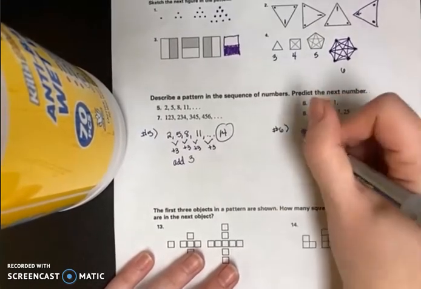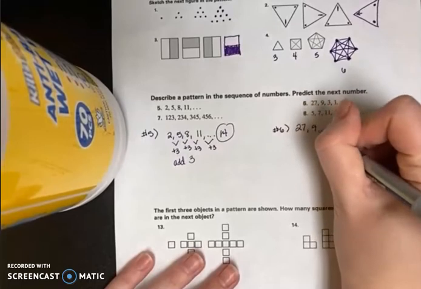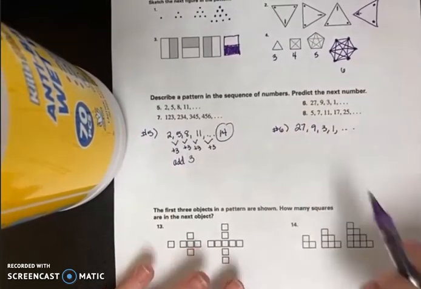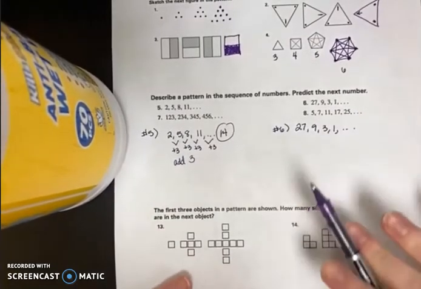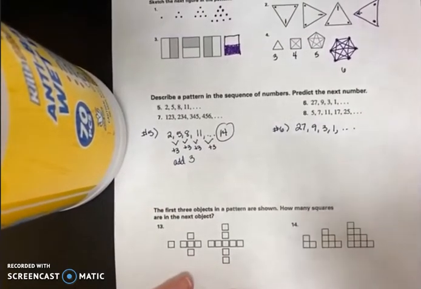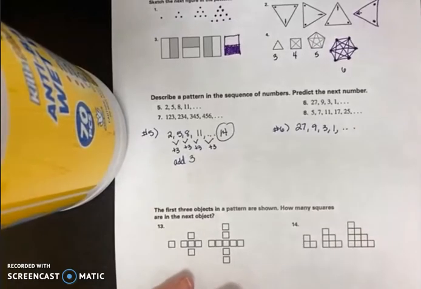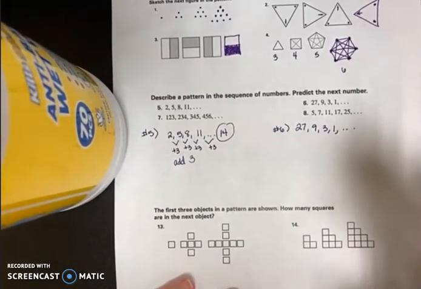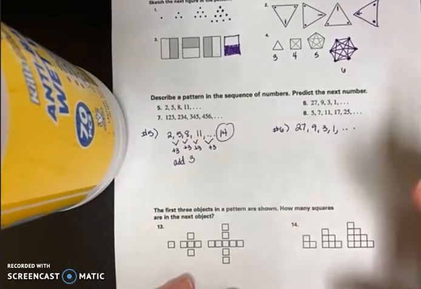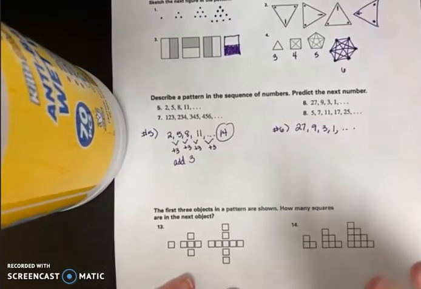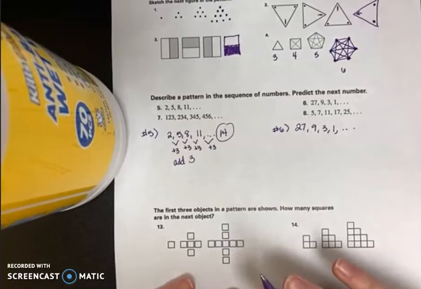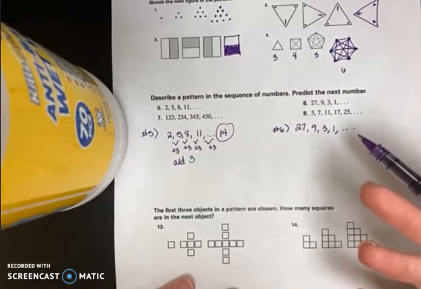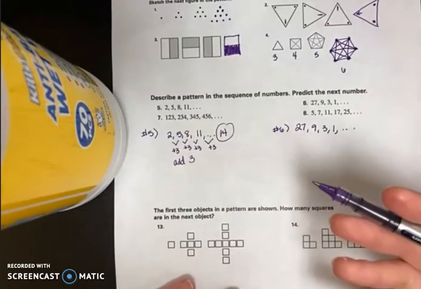Number 6, we have 27, 9, 3, 1, so on and so forth. So now take a moment to look at this and ask yourself, how do you get from one number to the next? Hopefully, it's plain to see that rather than adding or subtracting numbers, it's a possibility you may have to multiply or divide by something. So there's 2 different ways you could have seen this one.